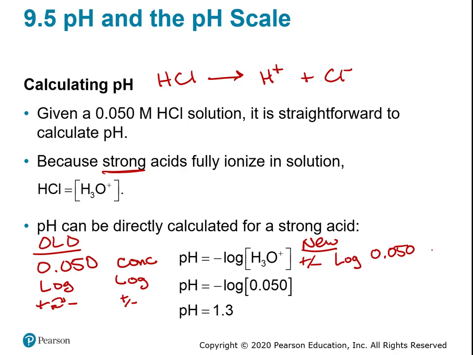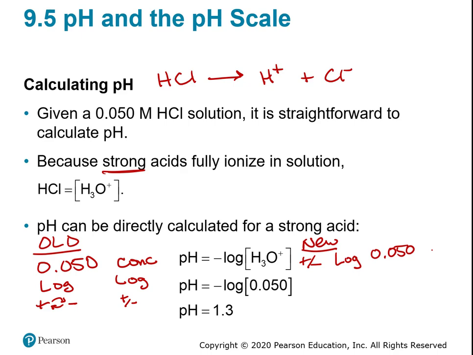Okay, so when you do this, did everybody get 1.3? I got 1.301029996. Anybody not get that? I just want to make sure that you know how. This one's pretty straightforward because the concentration has no exponents in it, but this is sort of the way that you're going to solve this every time.